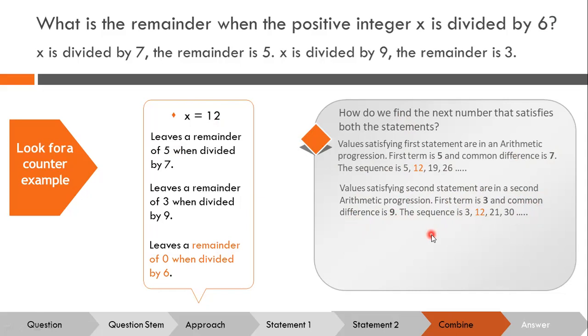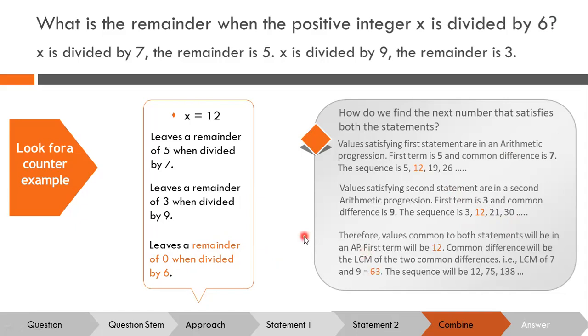Am I right? So when we were taking the first statement all alone, at that time we had this one, and next time we were taking the second statement all alone. So we made this sequence. So you can look back to the slides. Anyhow, we have selected the 12 that is satisfying. 12 is the common number which is satisfying this condition also. So, therefore, values common to both statements will be an AP. AP means arithmetic progression. First term will be 12.